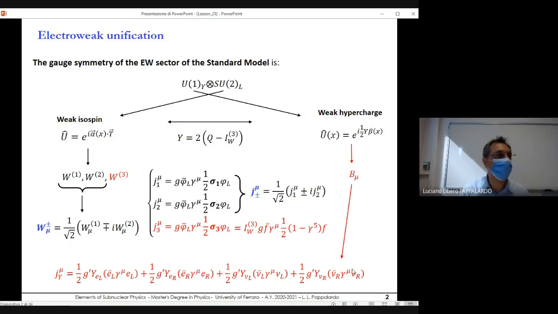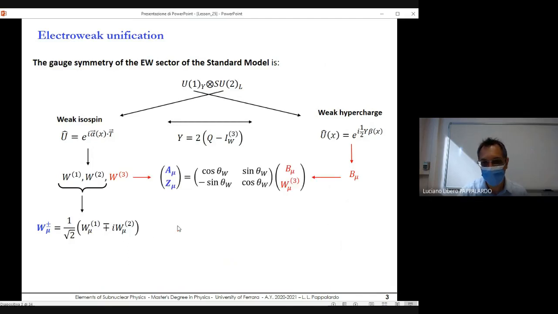And it is completely democratic with respect to left-handed and right-handed fermions. So we have essentially all four possible combinations for the two components of the weak isospin doublet, each coming with a specific value of the hypercharge, and each of course multiplied by the specific coupling of this new gauge symmetry group, which is g prime.